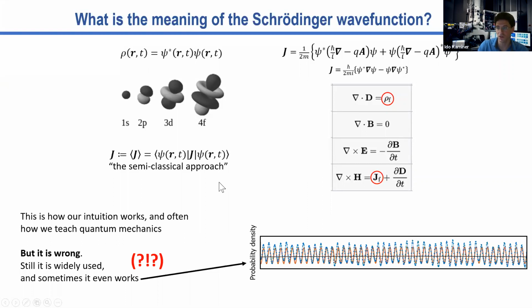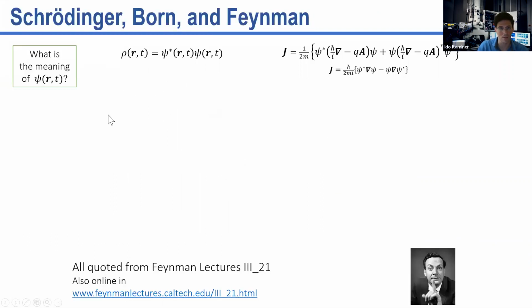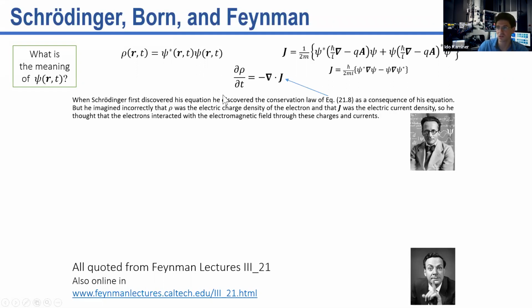So, there is an interesting point by Feynman, who is describing exactly this effect, where he's saying in one of the Feynman lectures that when Schrödinger first discovered his equation, he discovered the conservation law. This is the conservation law, the partial rho over partial t is minus divergence of J, as a consequence of the equations. But he imagined incorrectly that rho was the electric charge density of the electron and J was the electric current density. So he thought that the electrons interacted with the electromagnetic field through these charges and currents.